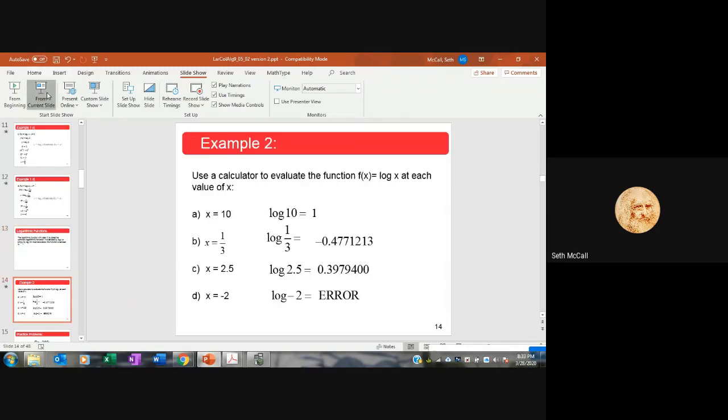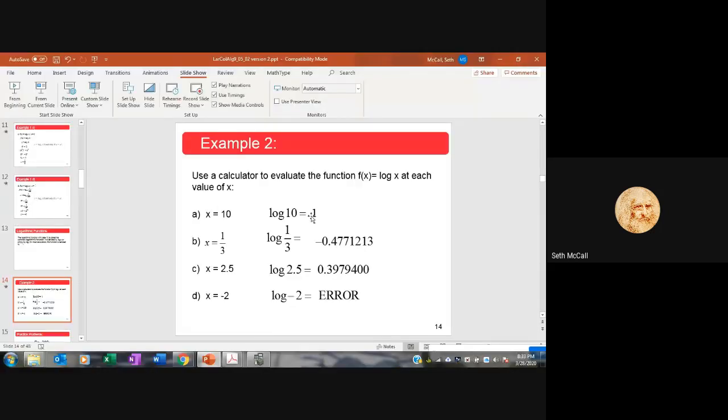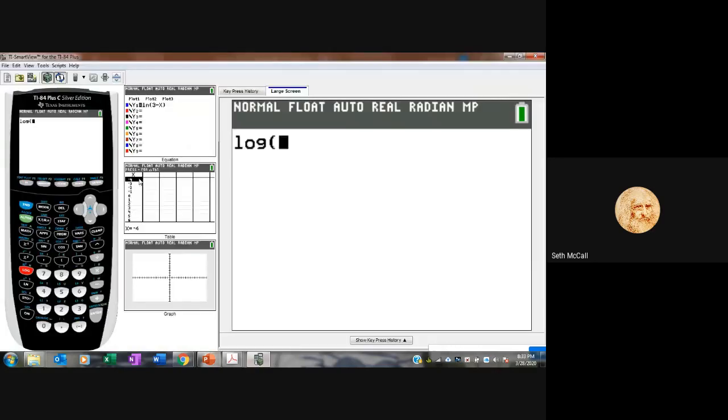Okay, so the next example that I'm going to show you is how to use your calculator to evaluate f of x equals log of x at each value of x. So the first one I want to try, and I'm going to actually come out of full screen mode, is I would like you to do log of 10. So we're substituting x equals 10 in right there. Now, when you go into your calculator, if you type the log key, and you take log of 10, you can see that the answer is going to be 1.